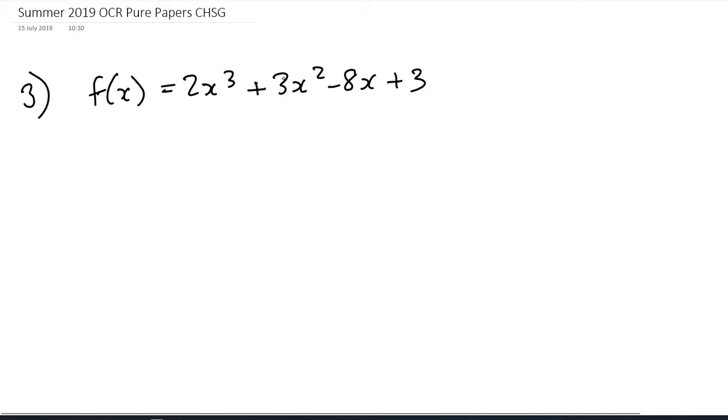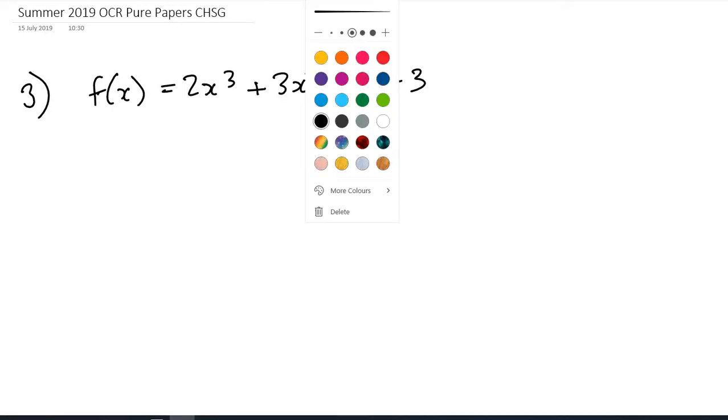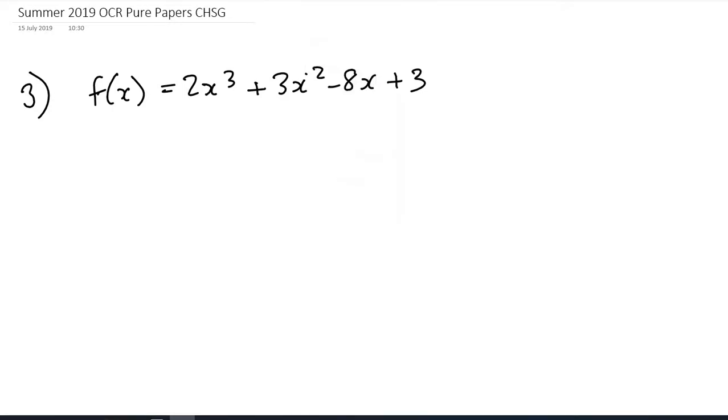Okay, question 3. It says, in this question you must show detailed reasoning, so make sure you do. I'll show you one of the ways that I would do it if I was doing this exam question in an examination setting. So I've written the question out. I'm just going to double check I've not written it down wrong. So it's f of x equals 2x cubed plus 3x squared minus 8x plus 3.